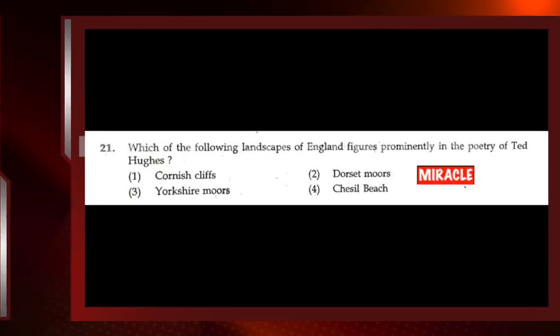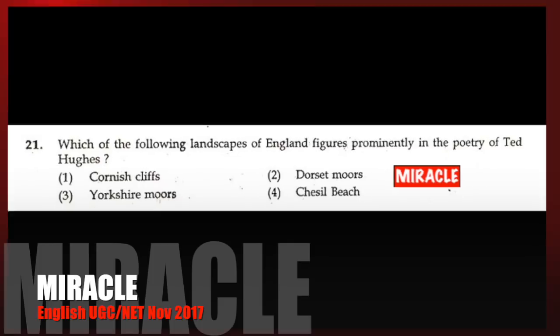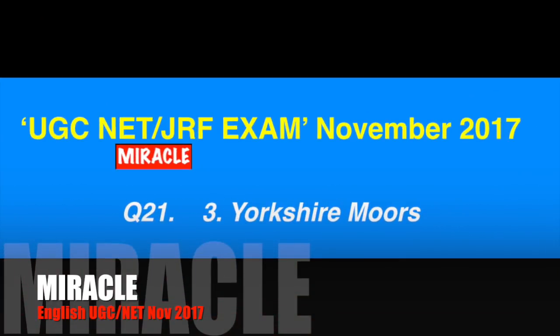Question number 21. Which of the following landscapes of England figures prominently in the poetry of Ted Hughes? And the correct answer is Yorkshire Moors. He even wrote a poem called Moors, which was taken from the series of poems based on the set of Yorkshire photographs given by Fay Godwin to him, who was also a photographer and his contemporary.